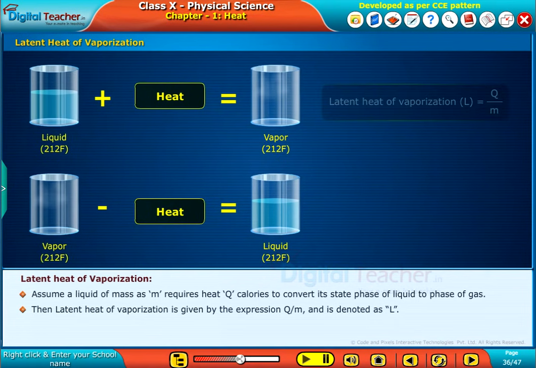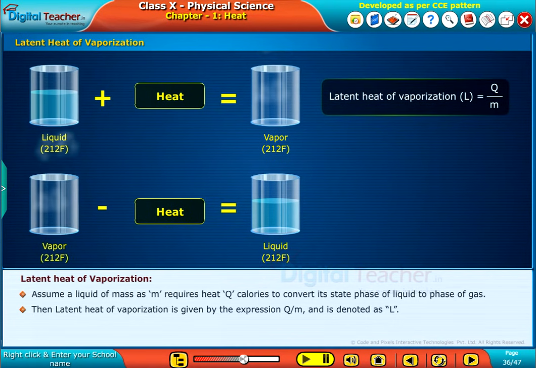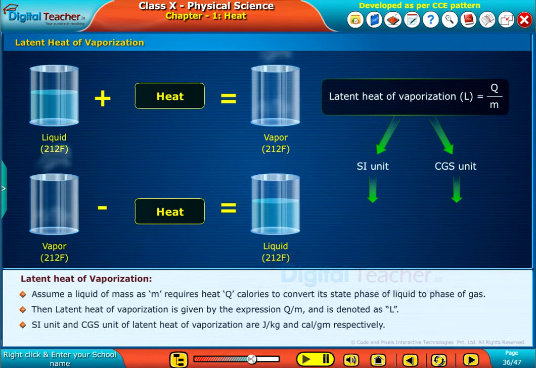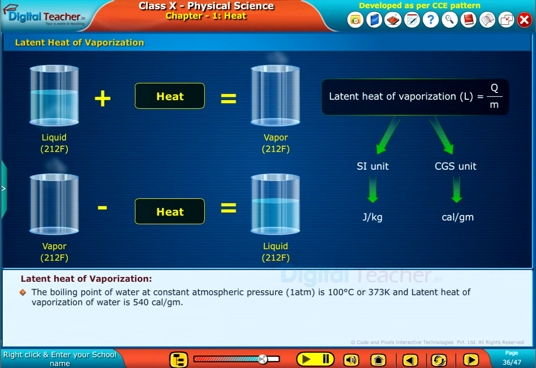Then latent heat of vaporization is given by the expression Q by m and is denoted as L. SI unit and CGS unit of latent heat of vaporization is joule per kilogram and calorie per gram respectively. The boiling point of water at constant atmospheric pressure is 100 degrees Celsius or 373 Kelvin, and latent heat of vaporization of water is 540 calories per gram.